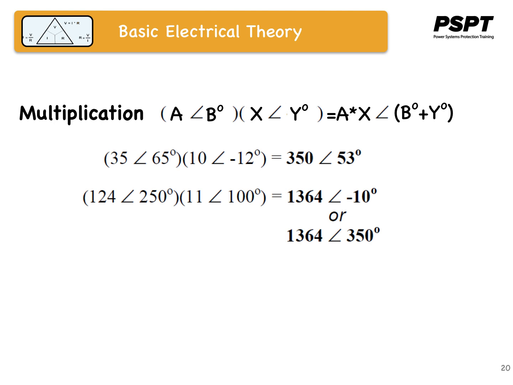Here we have two phasors being multiplied together, 124 at 250 degrees times 11 at 100 degrees, which gives us 1364 at 350 degrees, or minus 10 degrees. And finally, you've got two phasors, 3 at 30 degrees and 5 at minus 30 degrees, which results in 15 at 0 degrees. So it's a fairly simple process when you're multiplying.